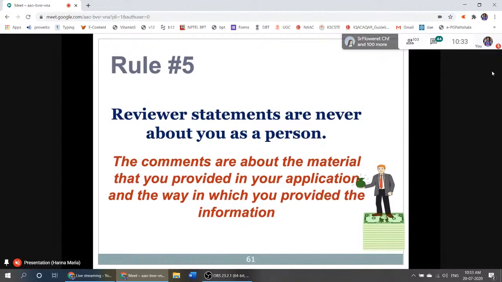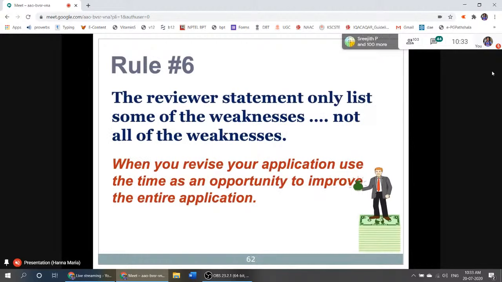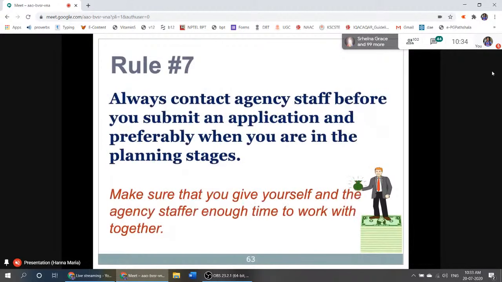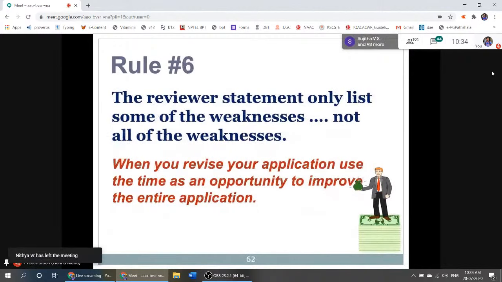Reviewers' statements are never about you as a person. I have so many cases where the PIs fought with the reviewers. But you have to really respect them. This is the same case when you submit a paper for publication. You have to respect your reviewers. Of course, you can write a counter. You say, this is my argument. The reviewer statement only lists some of the weaknesses, not all of the weaknesses. Very important point.